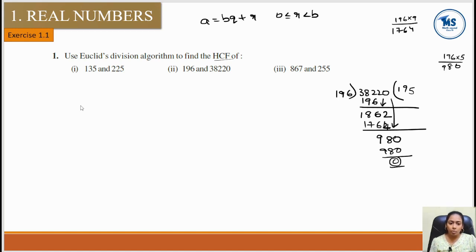This is only step 1. Step 1 is 38220 is equal to 196 into quotient 195 plus remainder 0. In the first step itself we got 0. So the divisor 196 is the HCF of the given two numbers. Therefore, the HCF is equal to 196.